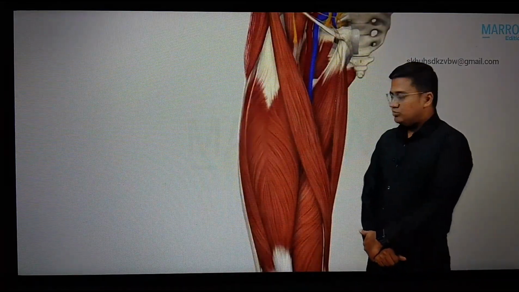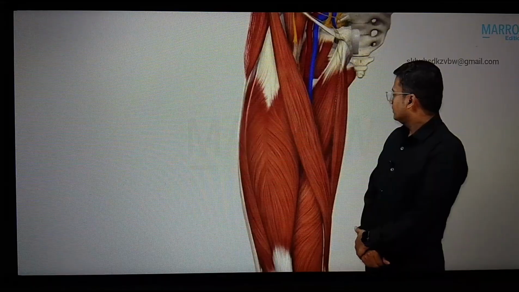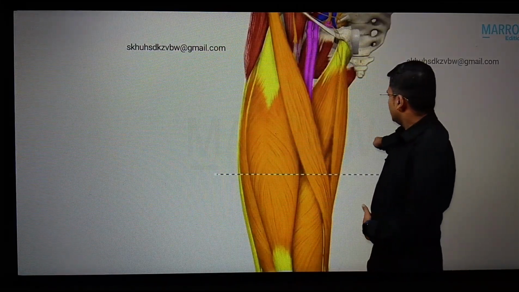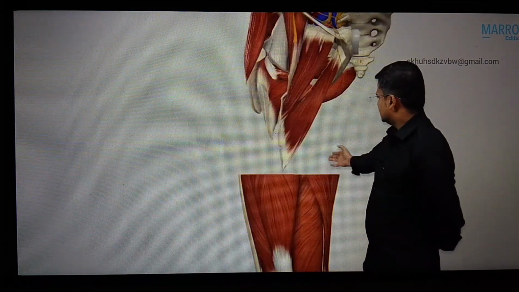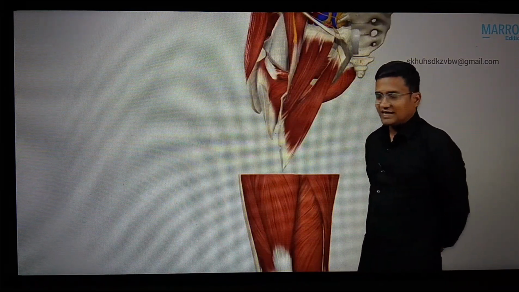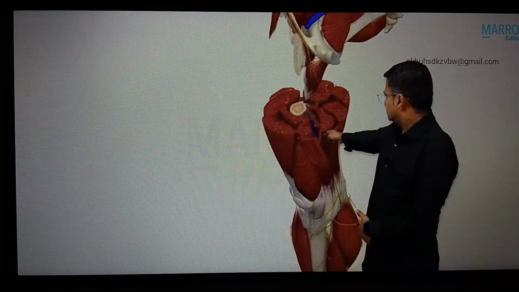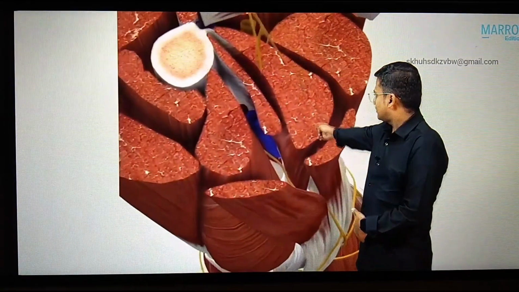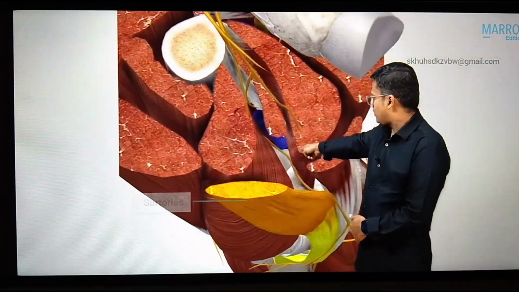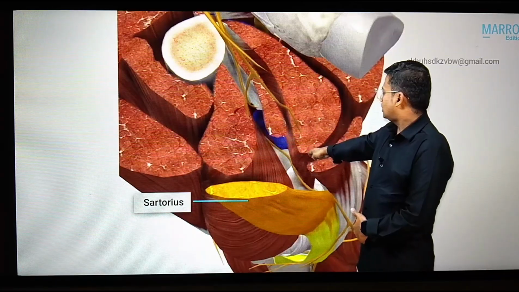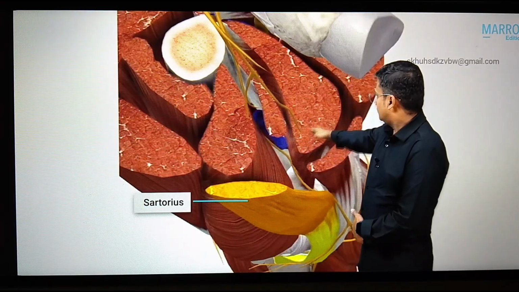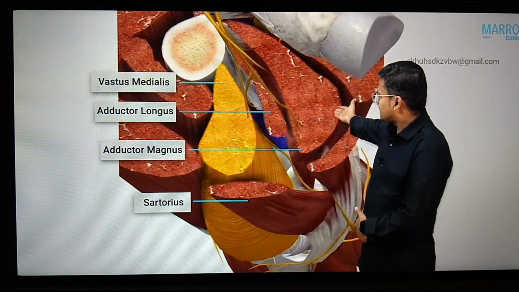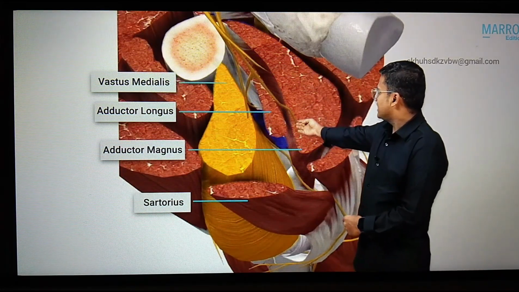Okay, so now we're going to see the boundaries and the contents of the adductor canal. Now, for this, we're going to take the section in this level. If you take section in this level, then you are seeing the boundaries of the adductor canal. My hand is exactly pointing towards the adductor canal. That is the adductor canal. Now, in the front side, you have one muscle. Which muscle? That is our sartorius muscle. Adductor longus muscle and adductor magnus muscle are present posteromedially, and anterolaterally we have vastus medialis muscle.